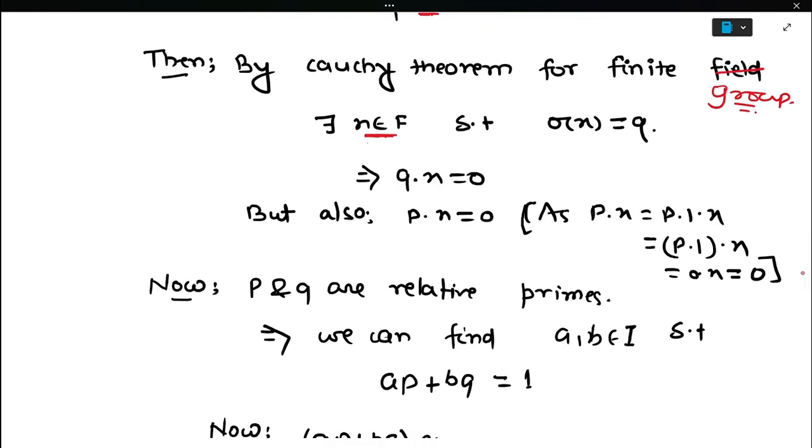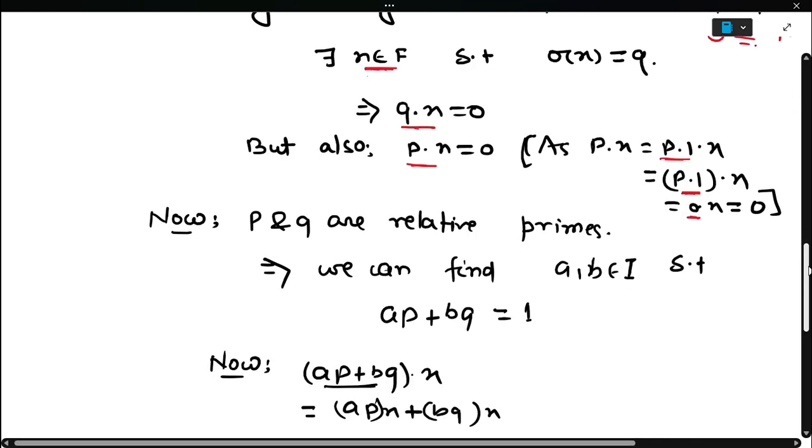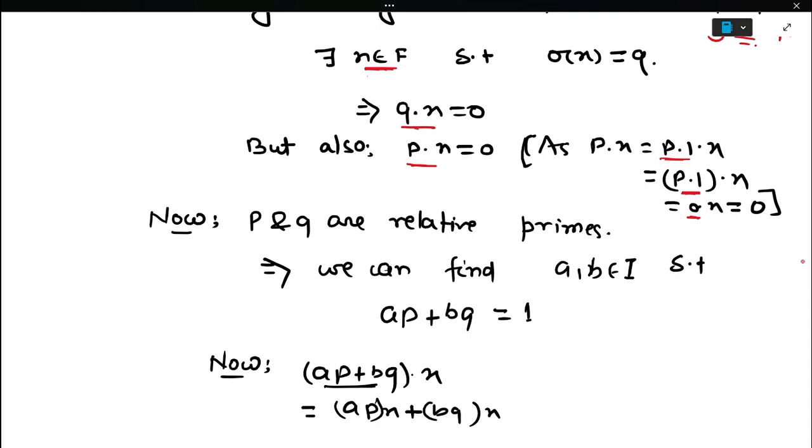Since the order of x is q, it means q dot x equals 0, but also p dot x equals 0. How? Because p dot x can be written as p dot 1 dot x, and we know that p dot 1 equals 0 because the order of 1 is p, and 0 dot x equals 0. This means p dot x equals 0.